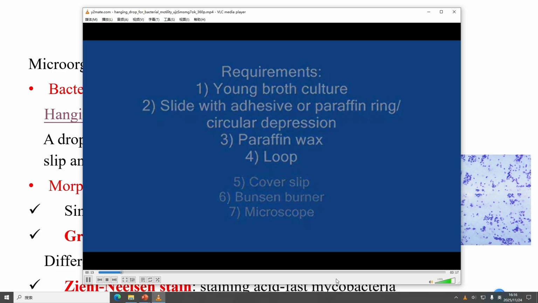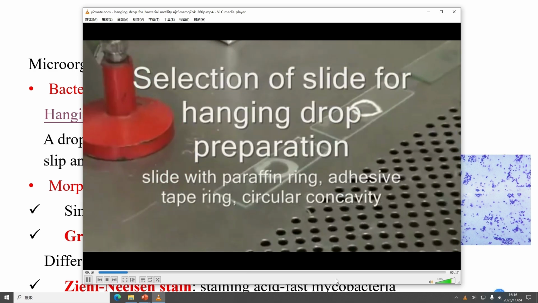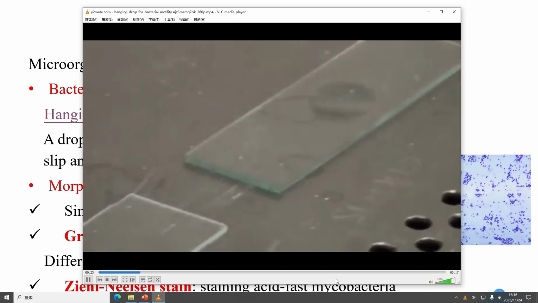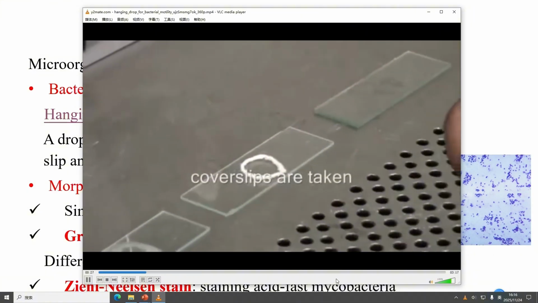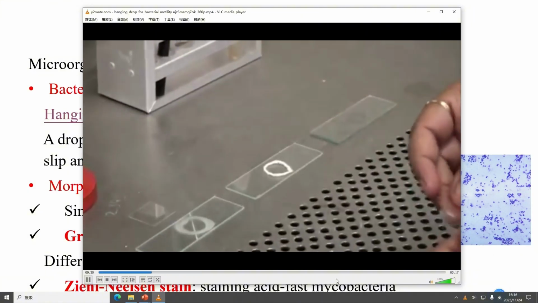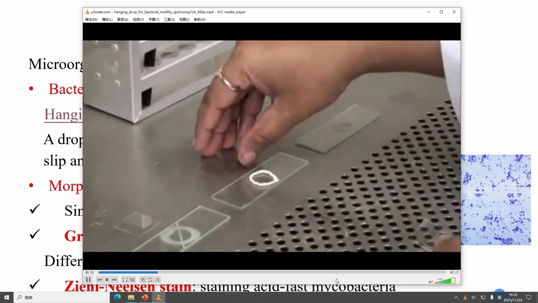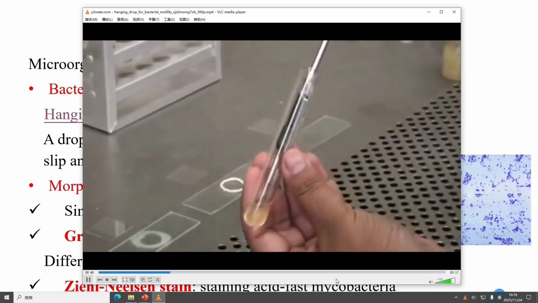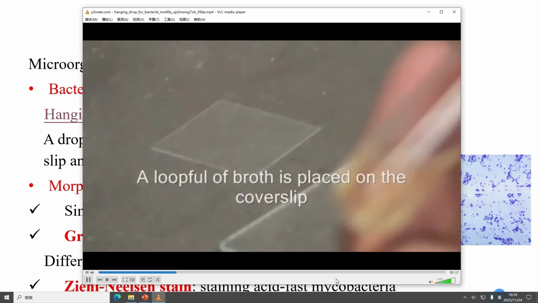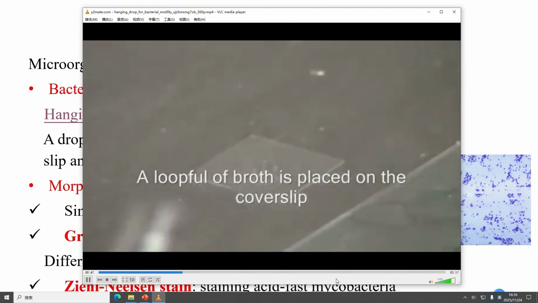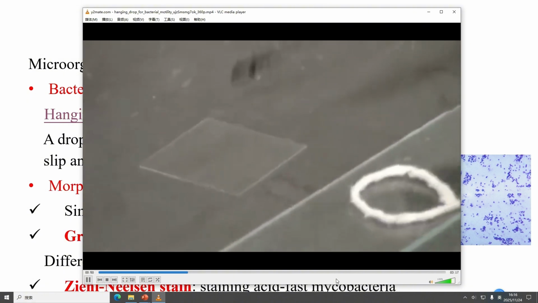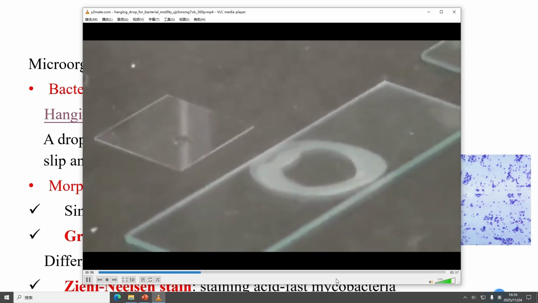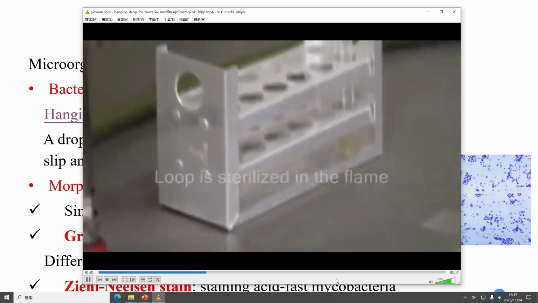This is the material required for this experiment. You prepare the glass slide. Then you prepare the cover slip, the small cover slip. And you have this bacterial suspension. This is a pure culture. You put a drop of bacterial suspension at the center of the cover slip, and that drop contains a lot of bacteria.